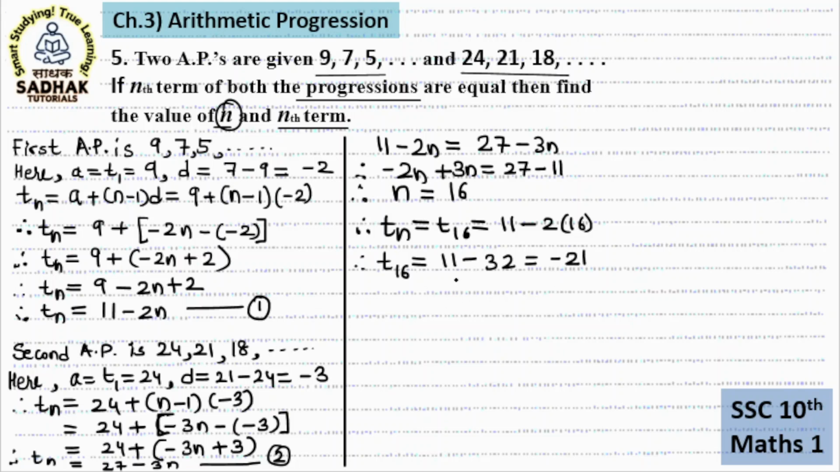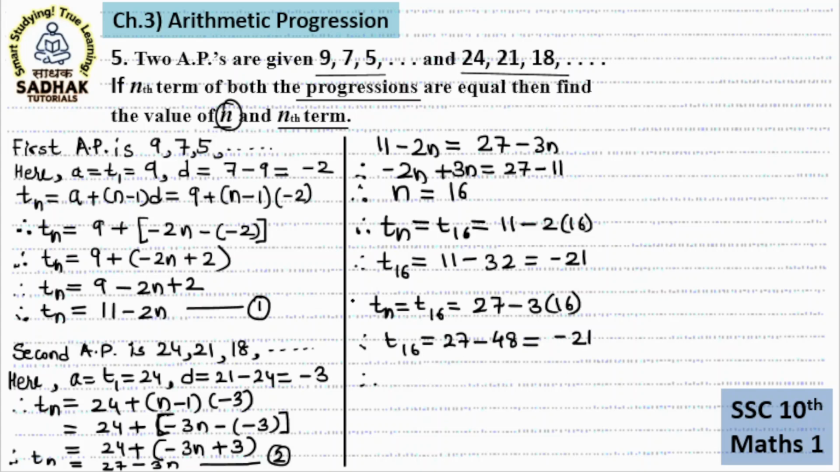Okay, so this is for the first AP, and the same way for the second AP also. Tn will be T16. So T16 is 27 minus 3n. So in 27 minus 3n, the value of n is 16. Therefore here also T16 will be 27 minus 16 3s are 48. 16 3s are 48. So here also we can see that T16 is minus 21.